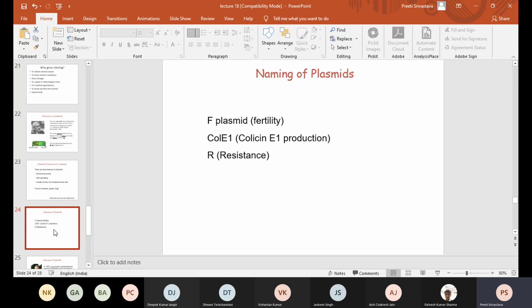The naming of the plasmids: in the earlier days the plasmids were named based upon their function. For example, F plasmid was named because of its function, which is fertility. R plasmid was named because this plasmid conferred resistance to antibiotics. Colicin E1 was named because it was producing colicin. So these plasmids were named based upon the genes they had and the functions they were performing: fertility, resistance or colicin E1 production.